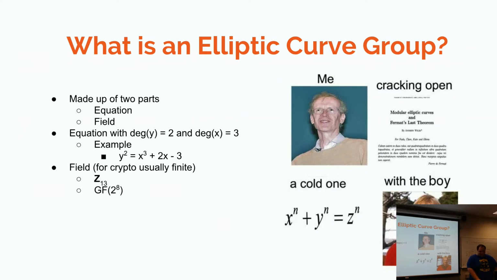This equation has a particular form to it. I wouldn't worry too much about it, other than the fact that y is always squared and x is always cubed. That's the defining characteristic of the highest order stuff. Cool. Degree of y equals 2. Degree of x equals 3. It's made up of these two parts, and how these things work together, which I think I talk about in the next slide. So yeah, that's what defines an elliptic curve group.